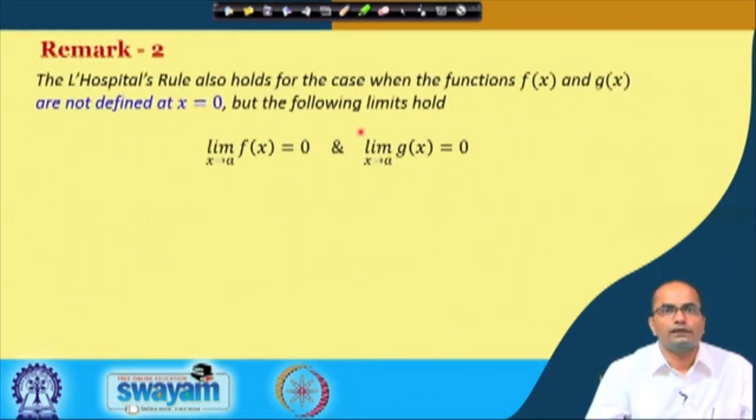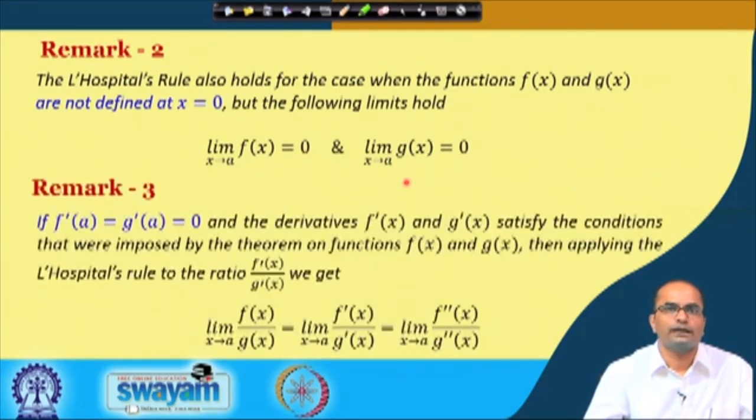So, another important remark: this L'Hopital rule also holds for the case when the functions f and g are not defined at x equal to a. What we have taken in the previous two results is that f(a) is 0 and g(a) is 0. So, at that point the function values were 0, but the same rule one can apply if, for example, these two functions are not defined exactly at a, but their limits are 0. So, the limit as x goes to a of f(x) is 0, and the limit as x goes to a of g(x) is 0. In this case also we can apply the same result we have established earlier.